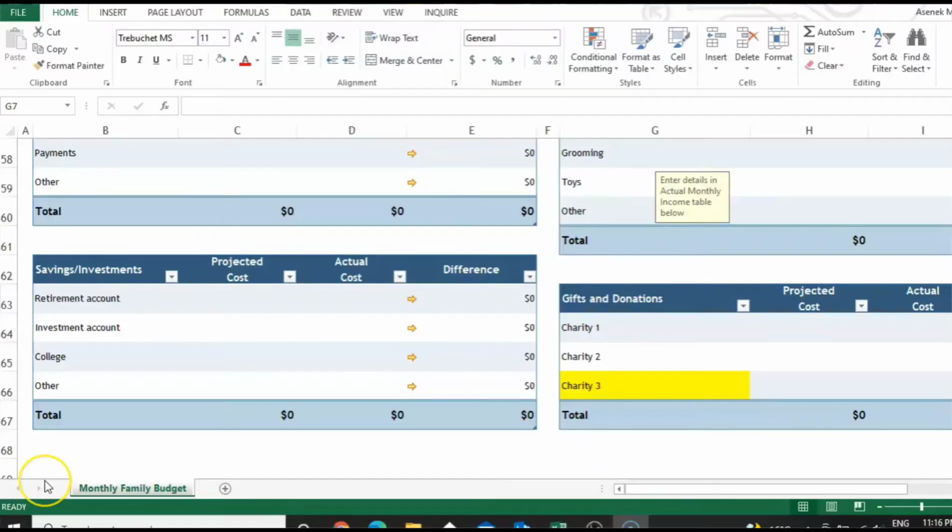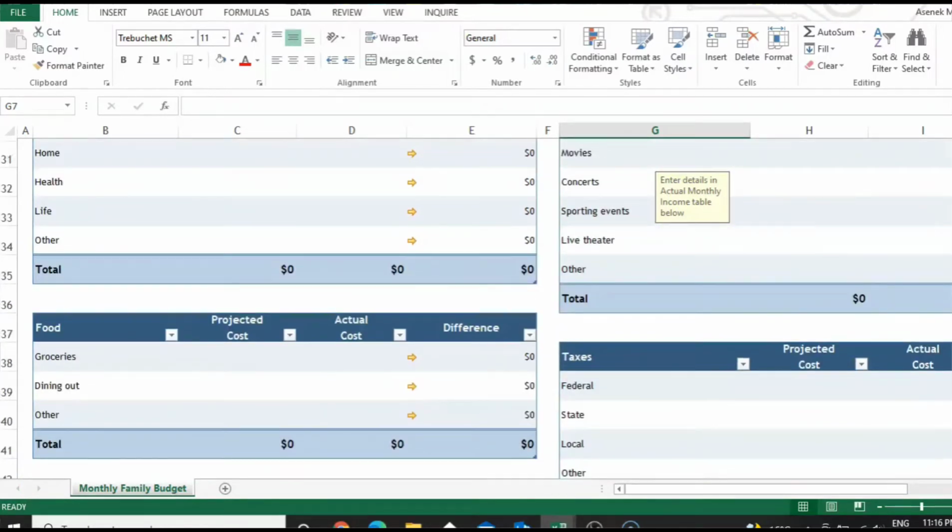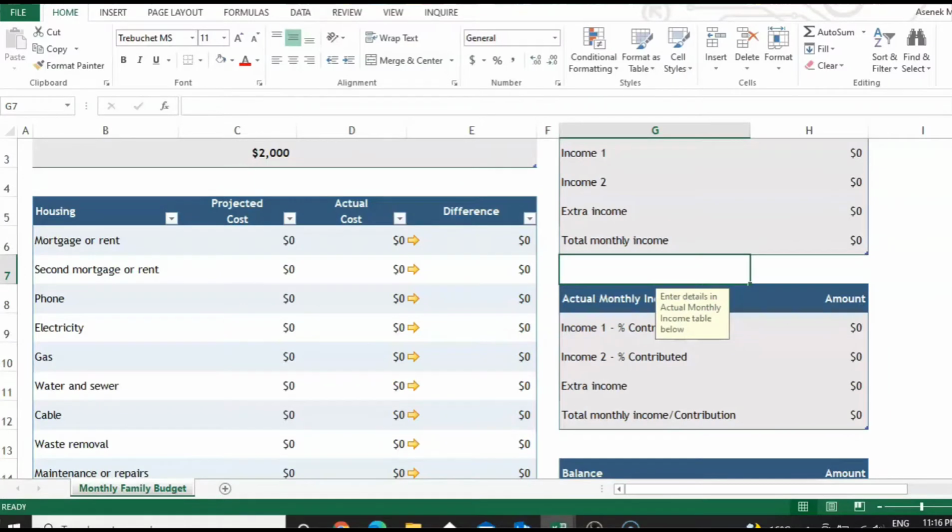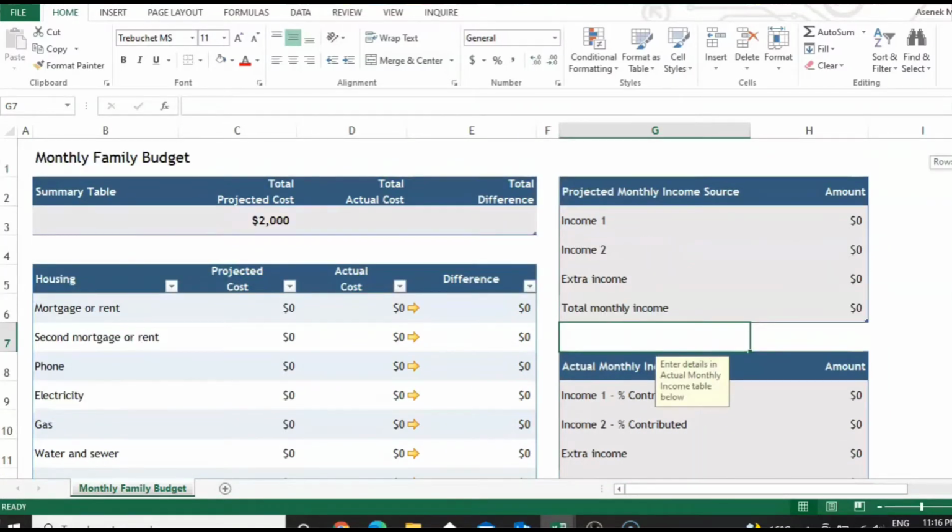in terms of spending. As you can see, this is a detailed family budget. This budget is used by most families. I use it in my family as well. This is a detailed monthly family budget, and I'm going to go through the various budget categories and explain how you can use this budget for your family and for yourself. In the first section, we have a summary. This is just a summary of the total projected cost, the actual cost, and the difference. This difference helps you determine if you are overspending or underspending.